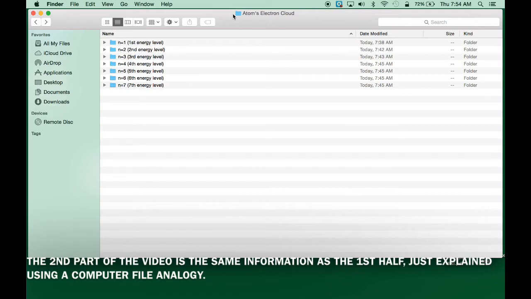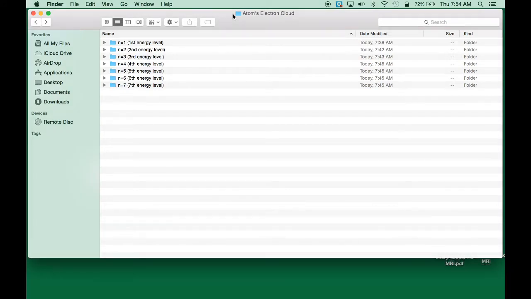Sometimes the electrons that are flying around in the electron cloud around the nucleus can be thought of in a weird way like computer files. The whole electron cloud can be thought of as a big file, and there are subfolders or files underneath. Within the electron cloud, we have 7 possible major energy levels.